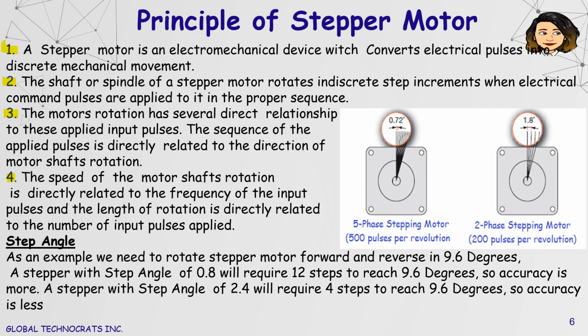Step angle. As an example, we need to rotate a stepper motor forward and reverse by 9.6 degrees. A stepper with a step angle of 0.8 will require 12 steps to reach 9.6 degrees, so accuracy is more. A stepper with a step angle of 2.4 will require 4 steps to reach 9.6 degrees, so accuracy is less.